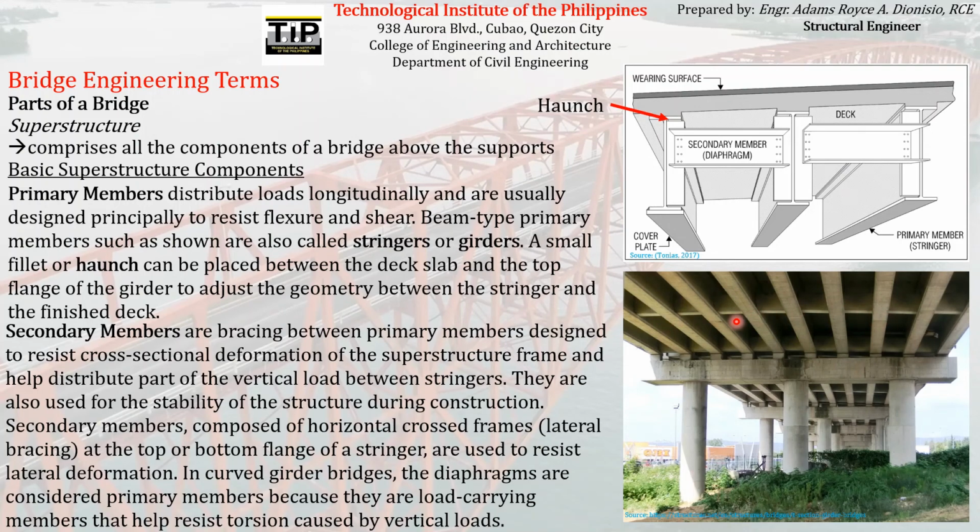So those are the basic components of a superstructure: the wearing surface, the deck, the primary member, and the secondary member. So these are the parts of the bridge that is being supported by the substructure. That is, again, another general term used to describe those parts of a bridge that are being used to support the superstructure.